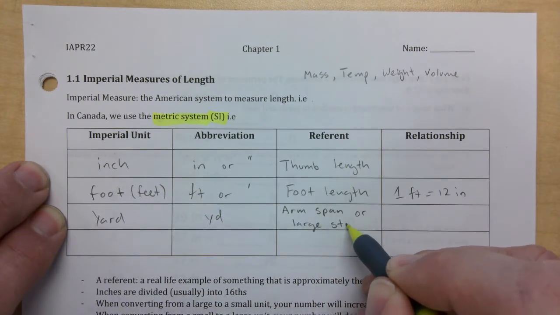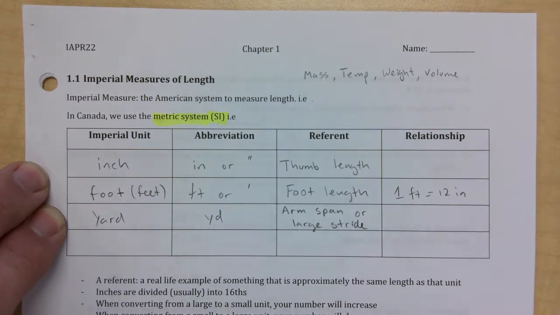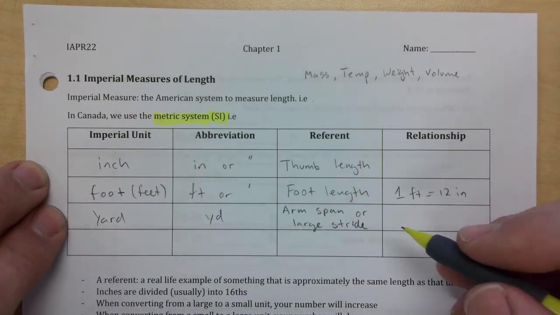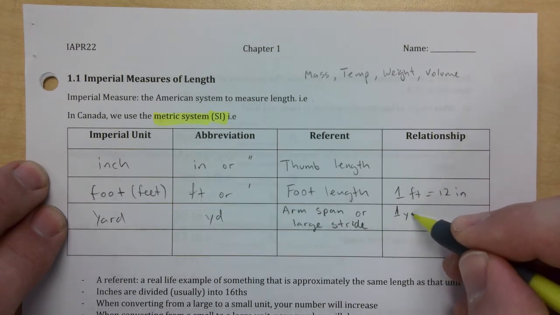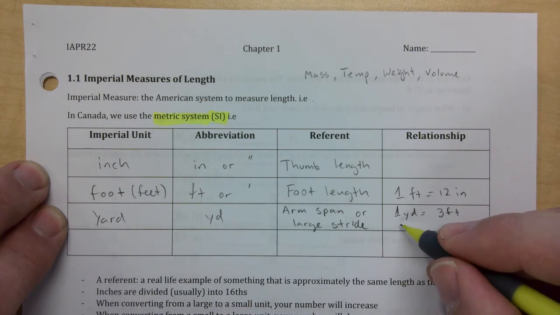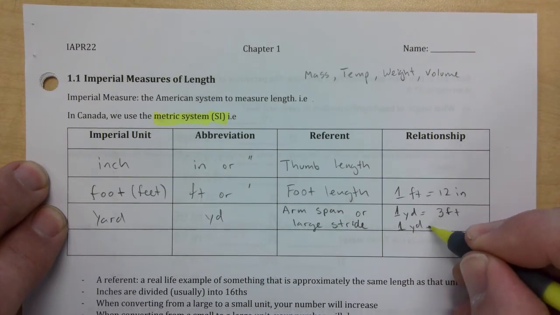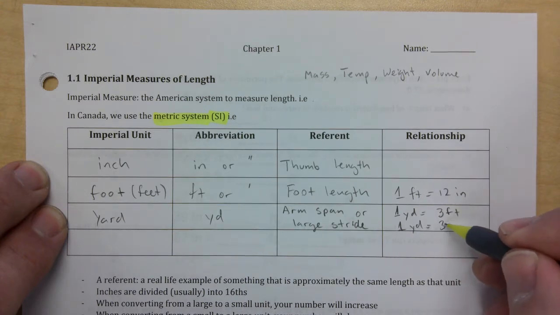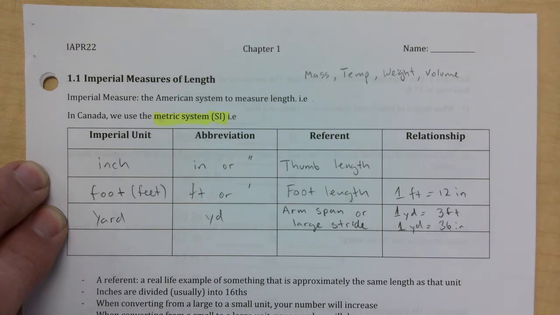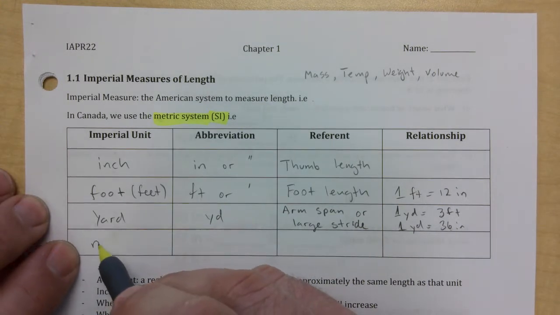A large stride. Now, if you're as tall as me, I'm 6'5", just one big step is a yard for me. And in relationship, we know that 1 yard has 3 feet, and therefore we also know that 1 yard would have 36 inches, right? Because we know that 1 foot has 12, so 3 feet would be 36. So now you have the relationship between them.